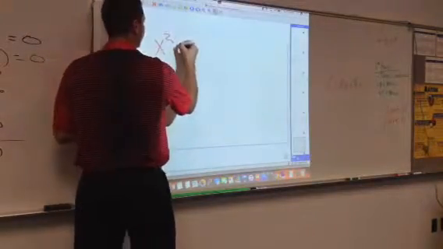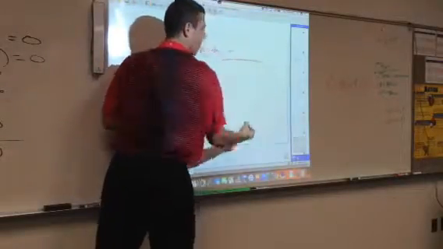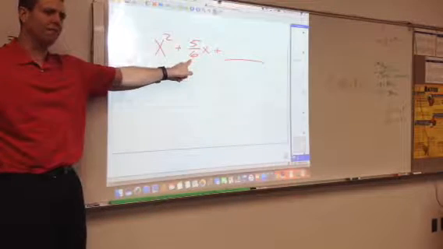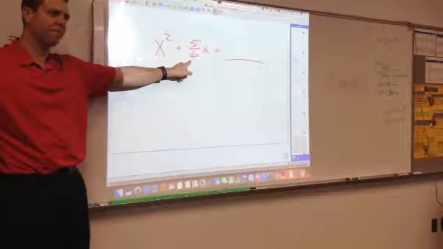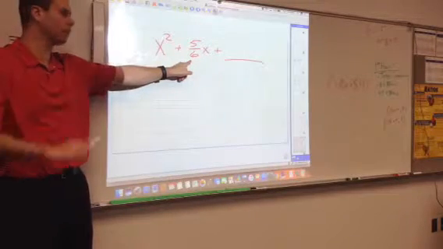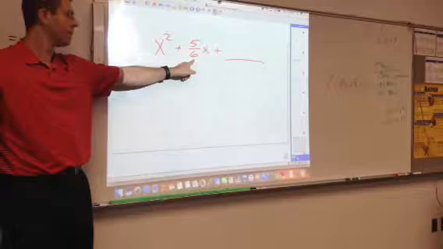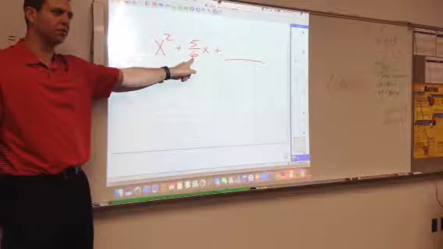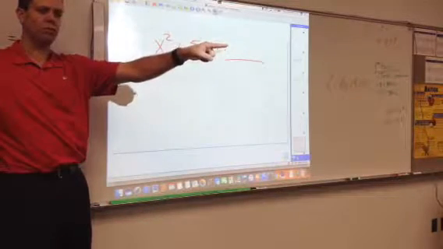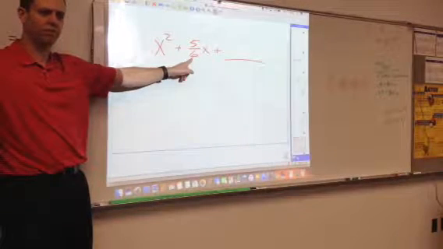We can do this with a fraction. Anybody know what half of 5/6 is? 10/12 would be equal to 5/6. That would also be equal to this. 5/12. Half of 5/6 is 5/12.